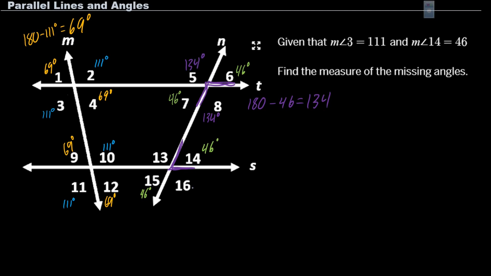Angle 16 corresponds with angle 8, so it is 134 degrees. Angle 16 is also same side exterior with angle 6, and angle 16 is alternate exterior with angle 5. Angle 13 is vertical to angle 16, so it's 134. It's also alternate interior with 8. It's also corresponding with angle 5. And so with that, every single angle is found.